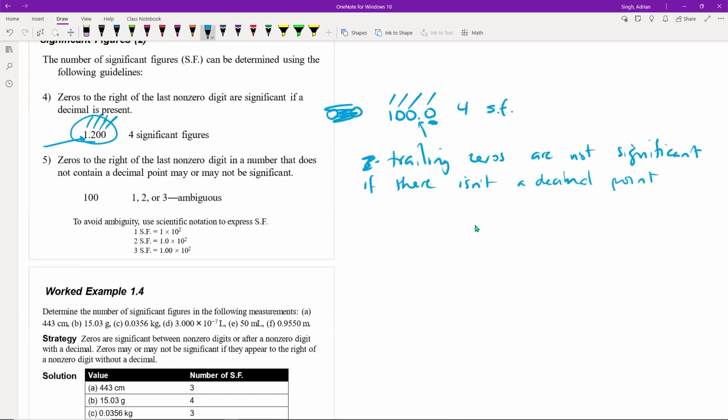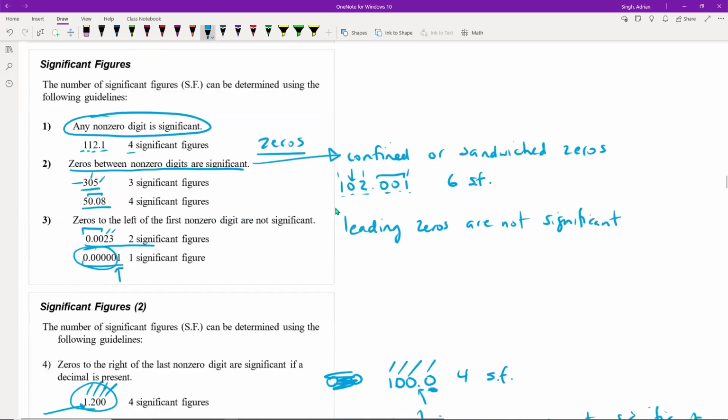So for example, if I had 150, we consider the 1 significant, obviously, and the 5 significant. The 0 here is a trailing 0, no decimal point. We're going to say 2 significant figures. Similarly, if I have 1,000, the 1 is significant, zeros at the end, trailing zeros, no decimal point, 1 significant figure. Without any more information, that's as much as we can say. To avoid any ambiguity, ideally what you want to do is to express your number using scientific notation to get around that problem. But to make it simple, that's the rule that we're going to follow in our class.